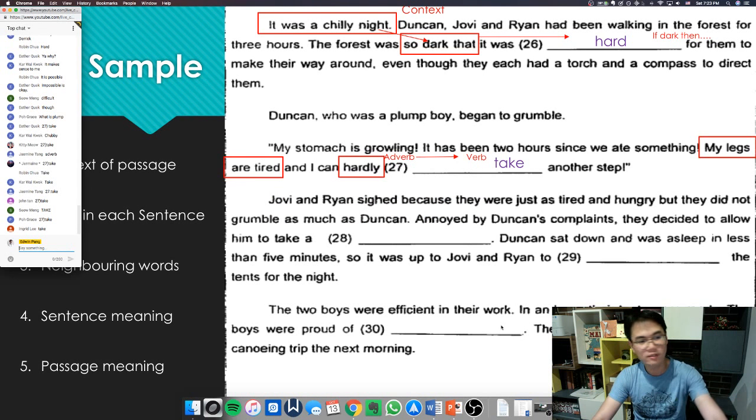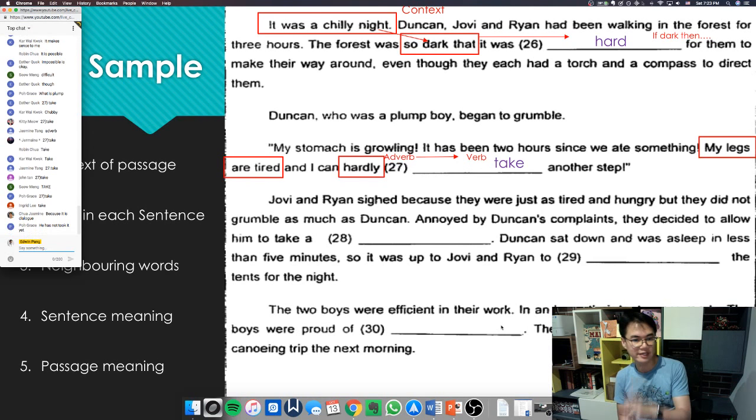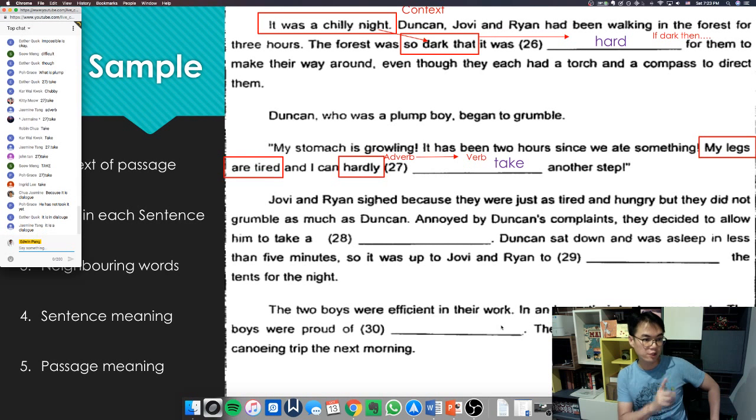Right, everyone who answered take, you're absolutely correct, because it's a verb that follows an adverb. But can anyone tell me why, in a paragraph, in a story that is in the past, right? It was a chilly night, remember, it was, past tense. Why is take in the present tense? Very good, well done, Martin. It is in a dialogue, exactly.